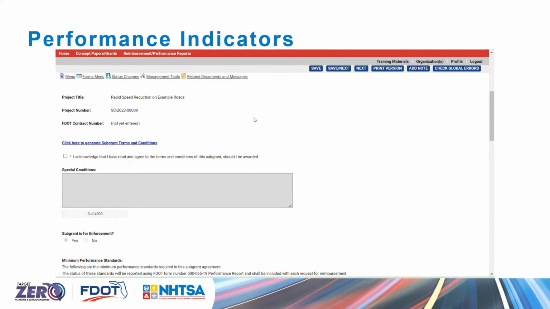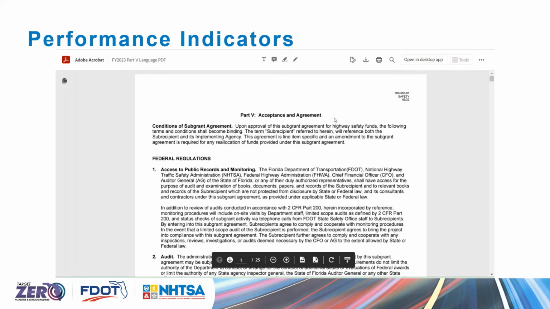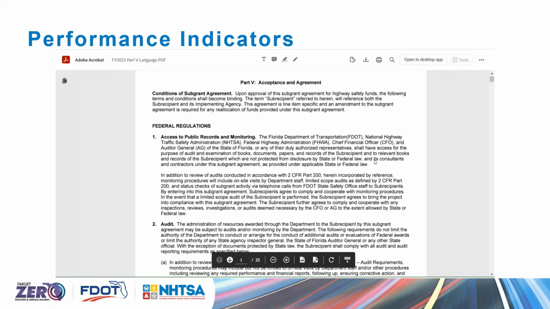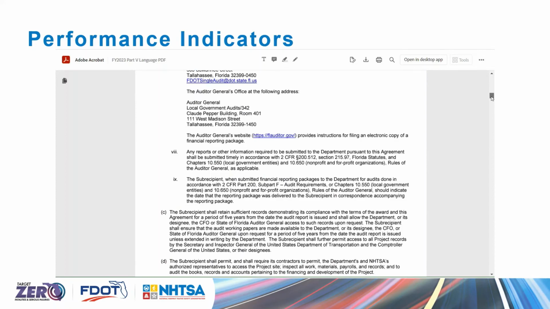So the very first part here, it's asking you to click to generate the subgrant terms and conditions. And for anyone that's had a subgrant with us before, you are very familiar with our favorite friend known as Part 5, Acceptance and Agreement. So this is the boilerplate language, the legalese, the devil in the details for the administration of this subgrant. It tells you all the federal regulations, state regulations, grant management requirements, training requirements, audit requirements, instructions for reimbursement, all the good stuff.